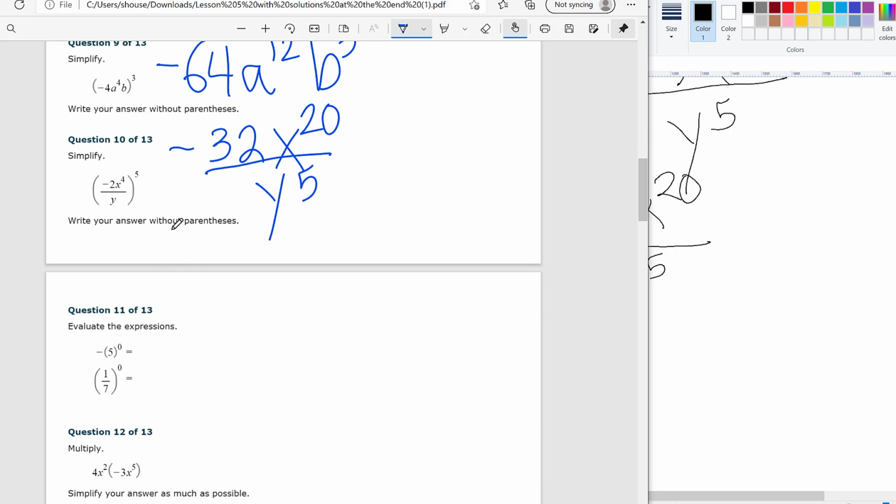No parentheses. Look, they say write it without parentheses. That just means expand it. Find out what the value is.